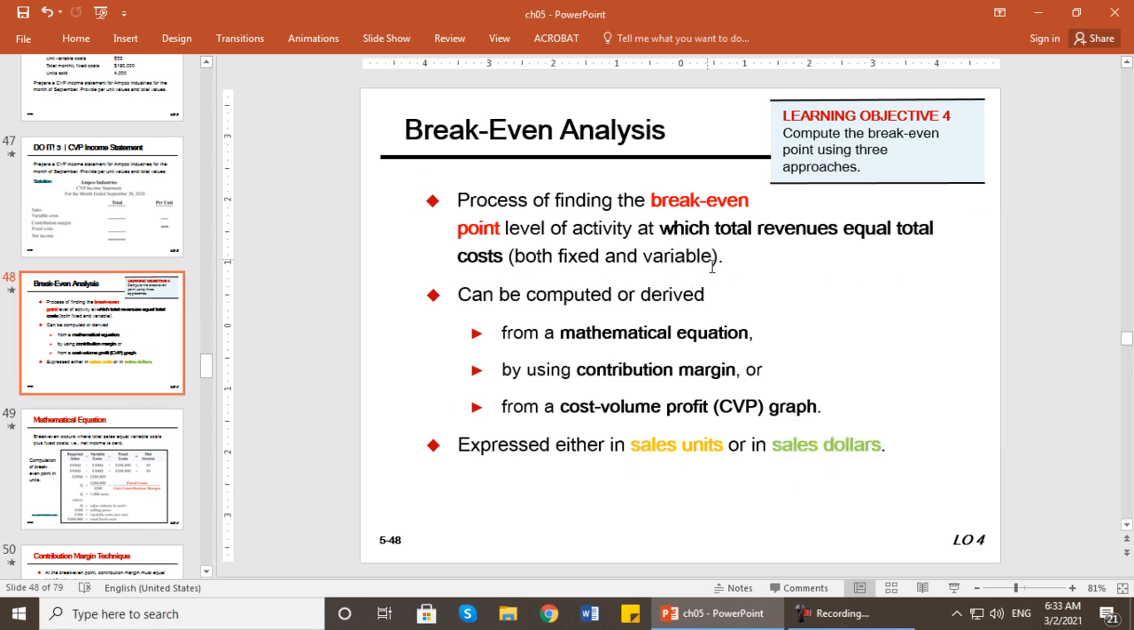Again, the break-even point can be computed or derived in 3 different ways, and we can express the break-even point in sales units or sales dollars. At the break-even point, the net income is 0.